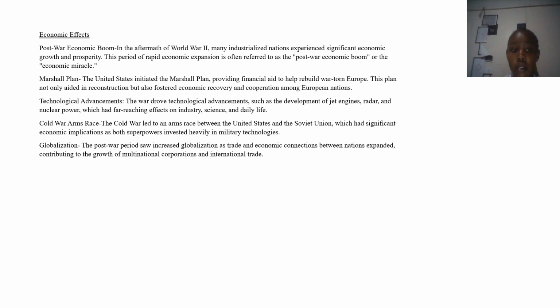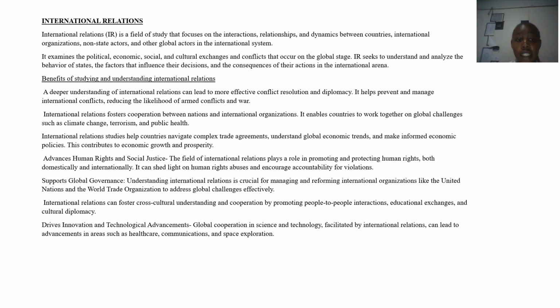Then we look at international relations. International relations, that is IR, is a field that focuses on the interaction, relations, and dynamics between countries and international organizations. It examines the political, economic, social, and cultural exchanges and conflicts that occur in the global world.